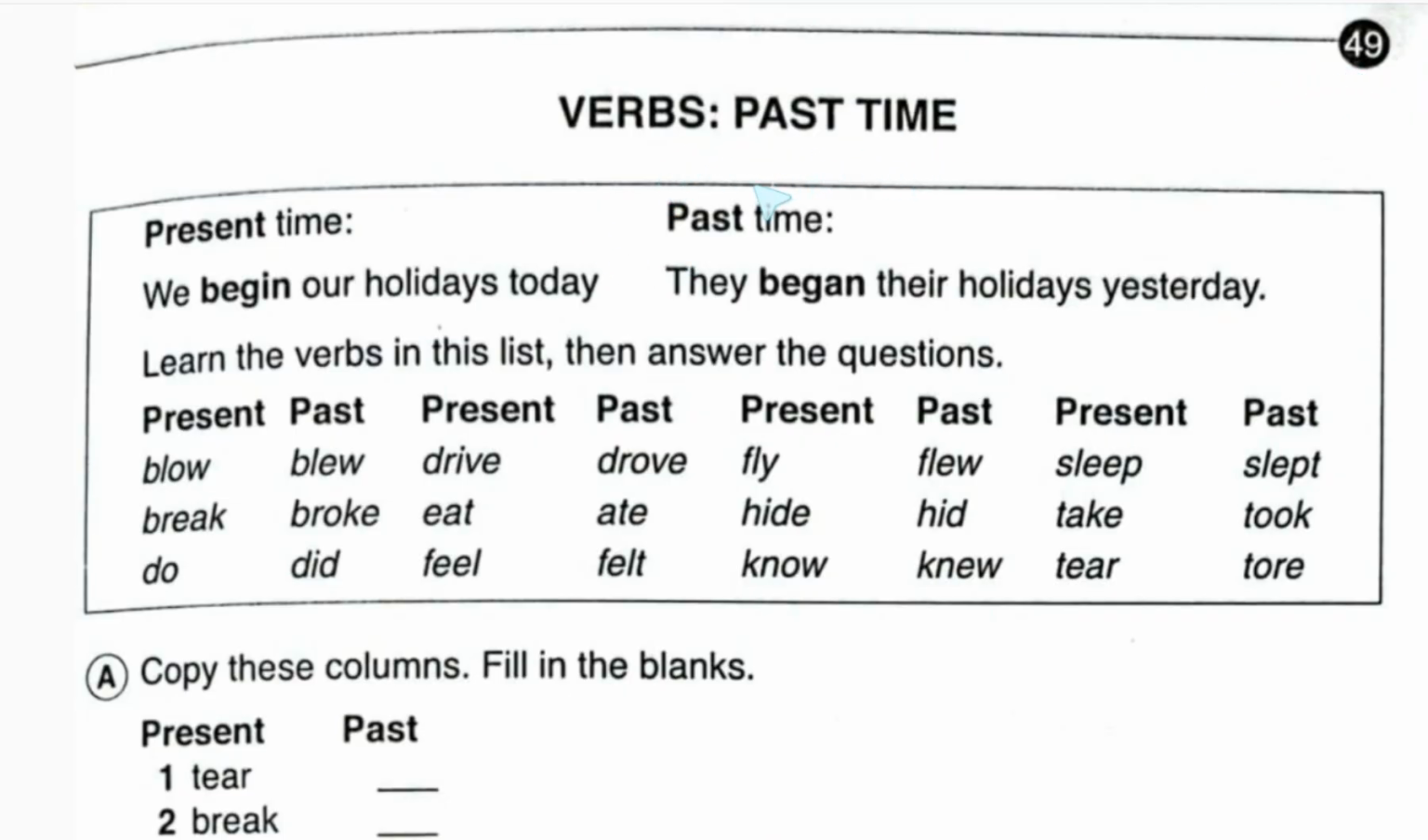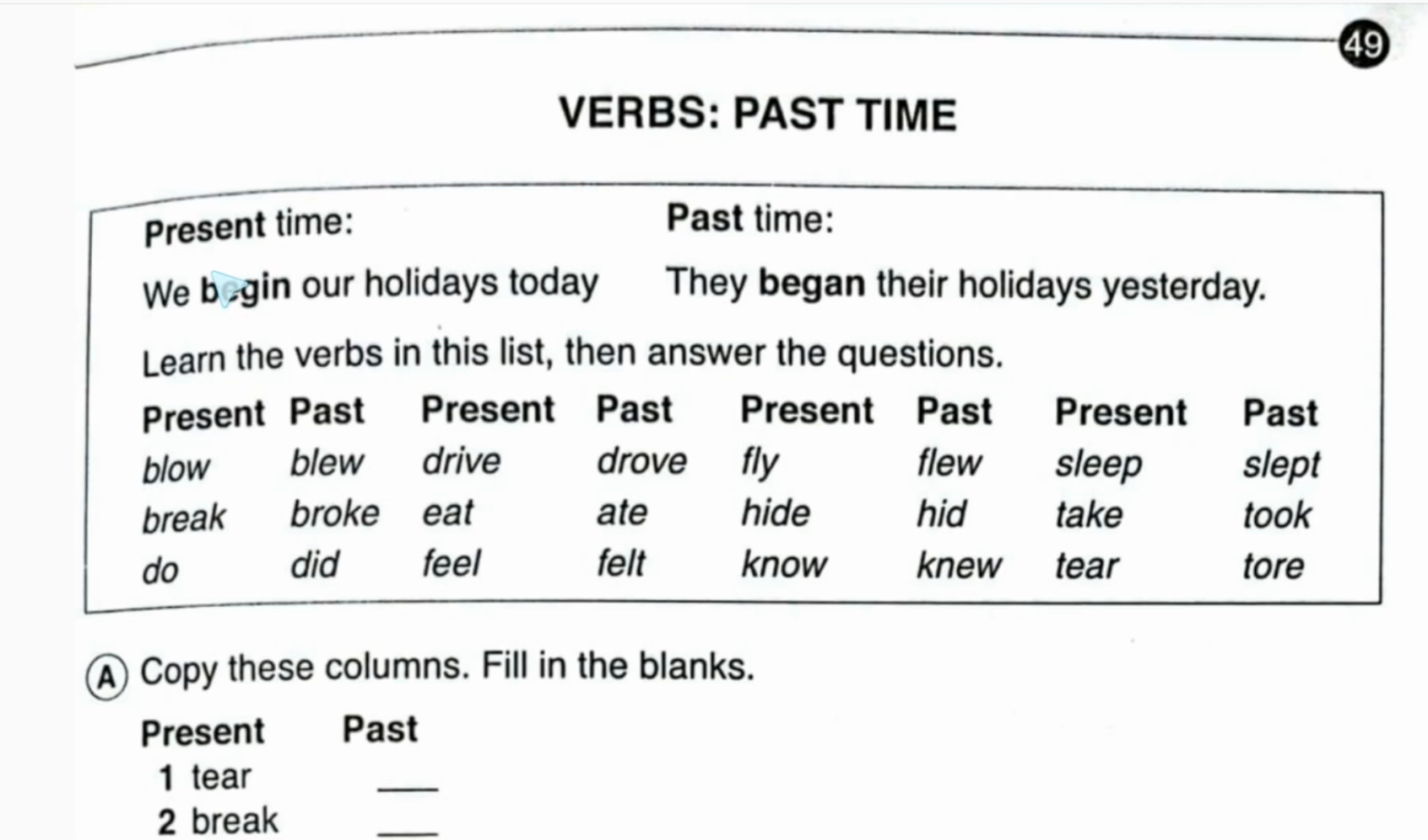Now I'm going to discuss Junior English Book 2, page number 49, and the topic is verbs past time. We know there are three times of a verb. One is present, another one is past, and another one is future. But today we will only discuss about past, but without present we cannot discuss the past time. So this thing we will find in the box.